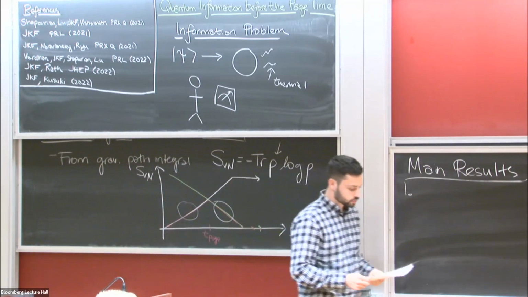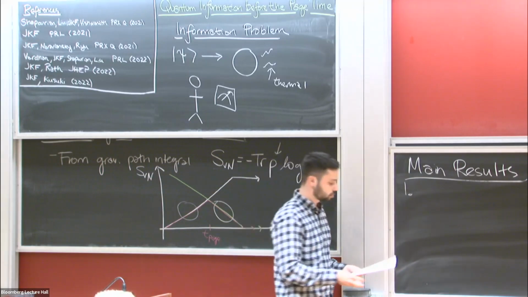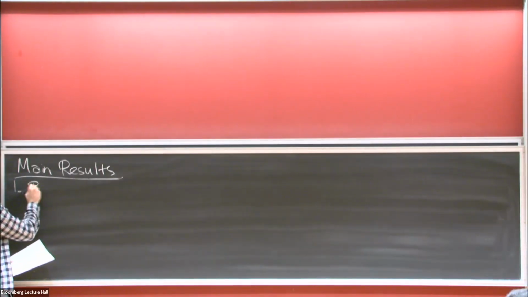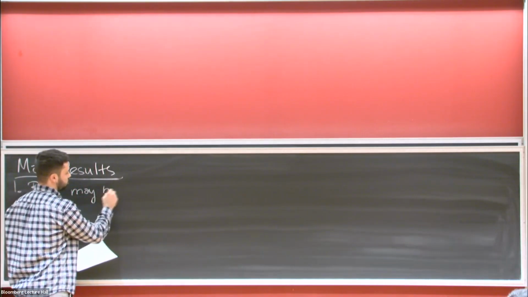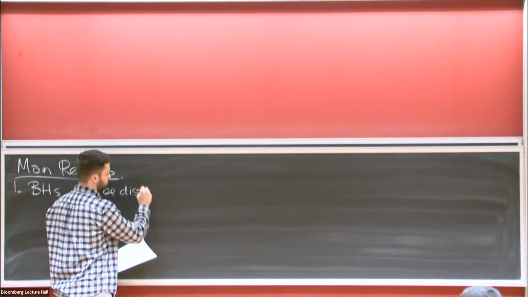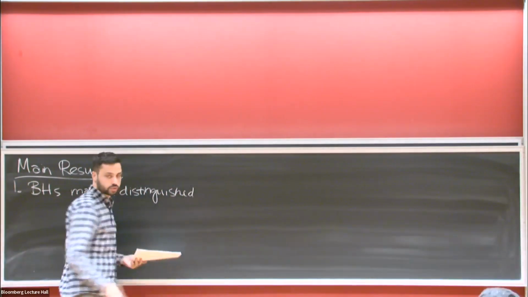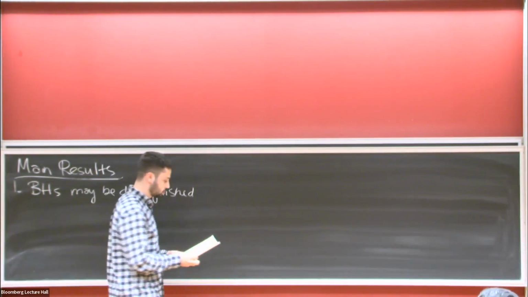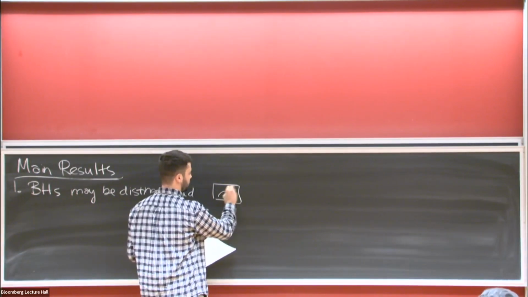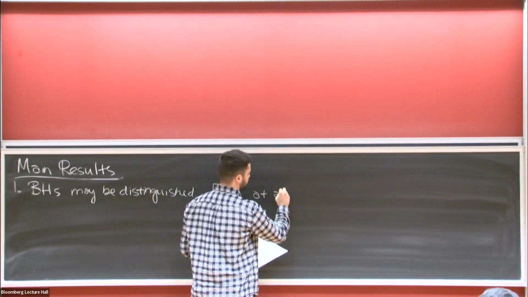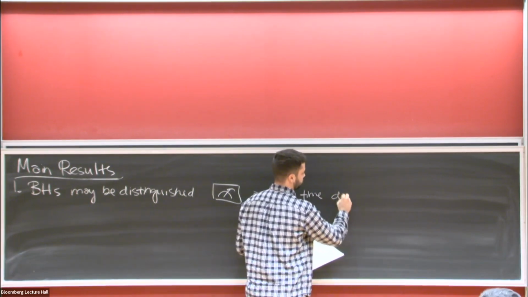But in some simple toy models, I'm going to compute some distinguishability measures that show that black holes may be distinguished using measurements on their radiation at any time during evaporation.